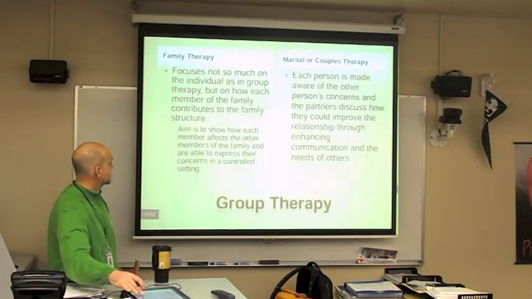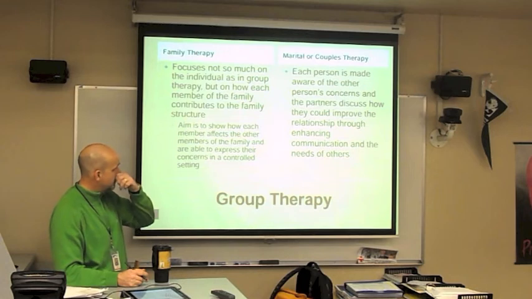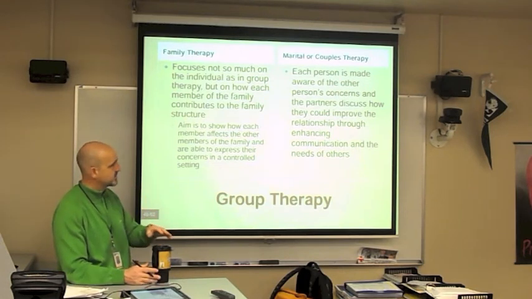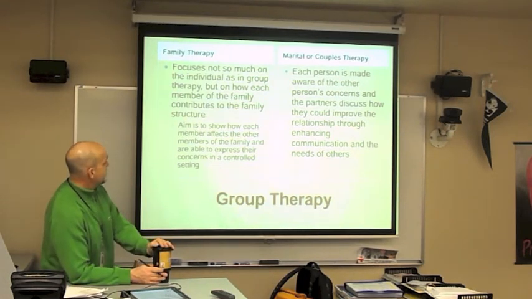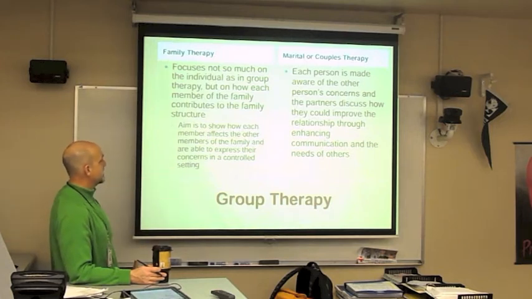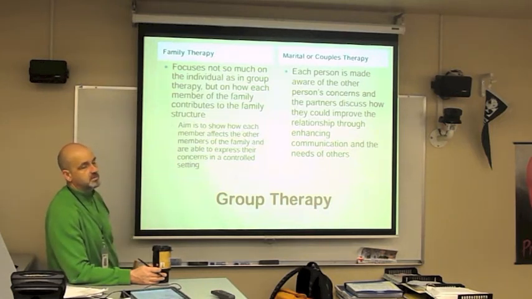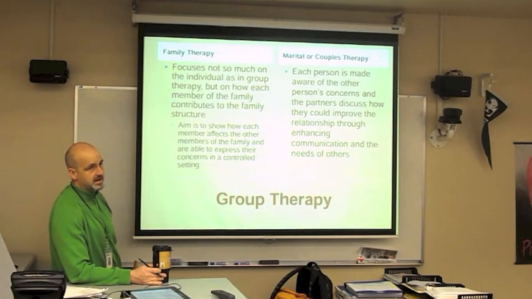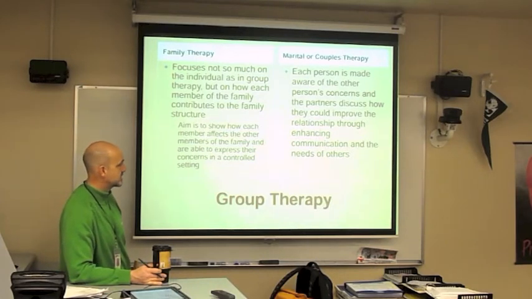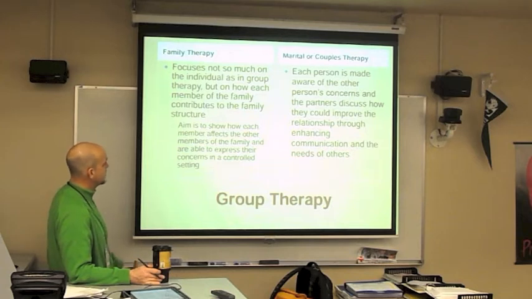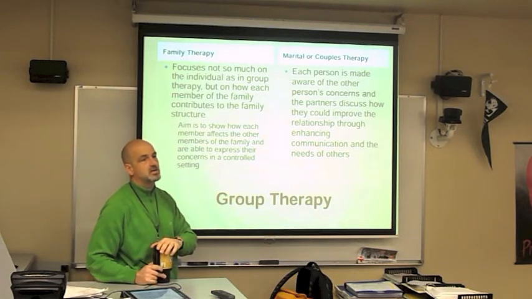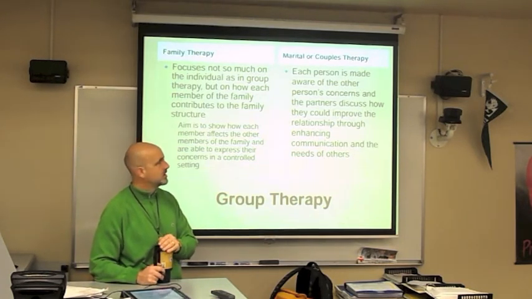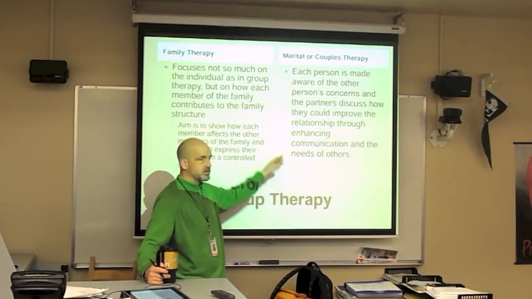Now, family therapy and marital or couple therapy are two examples of group therapy. In family therapy the aim is to show how each member affects the other members. Most of the problems that exist in a family are because the other people in the family don't respect the other individuals. They think that they're more important than their brothers or sisters. So the aim of family therapy is simply to make you aware that there are other people in that house except you. Marital therapy, the big aim is communication.